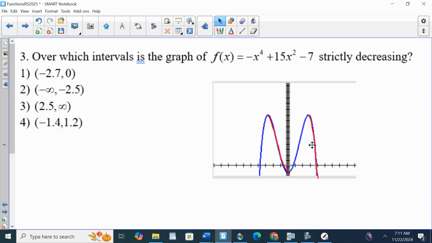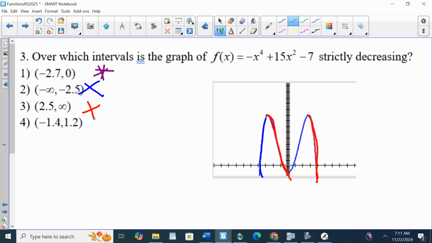Now, looking at these intervals here, let's just see if I can use some common sense here. Negative 2.7 to 0 looks potentially correct. That looks like that might be this red piece here. Negative infinity to negative 2.5. That piece looks like it is increasing, so that's not going to be it. 2.5 to infinity. Yeah, that might be this red piece right here, so that's possible.